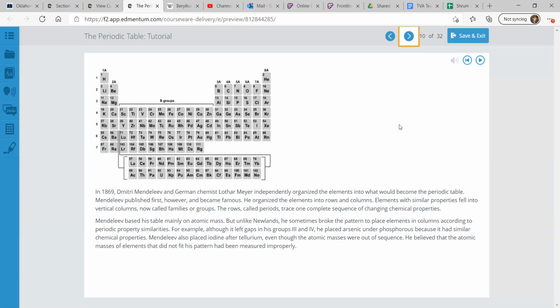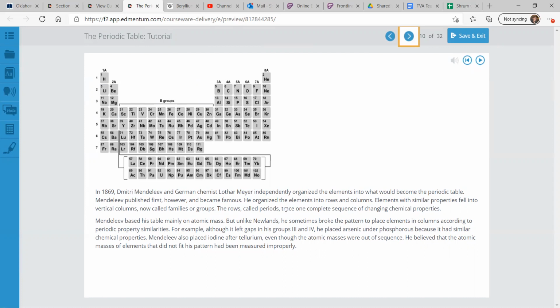Mendeleev published first, however, and he became science famous. He organized the elements into rows and columns. Elements with similar properties fell into vertical columns, now called families or groups. So vertically, we call them families or groups, and the rows we call periods. Mendeleev based his table mainly on atomic mass, but unlike Newlands, he sometimes broke the pattern to place elements in columns according to periodic property similarities.